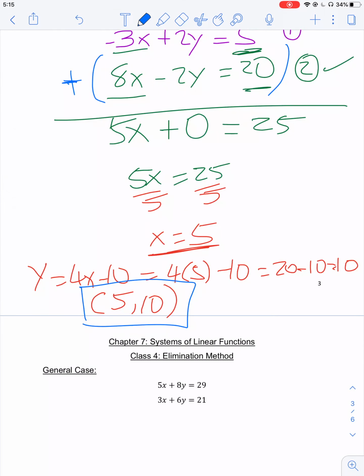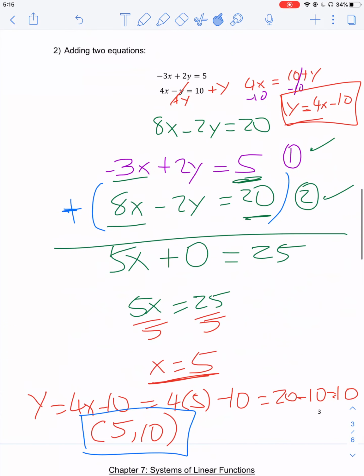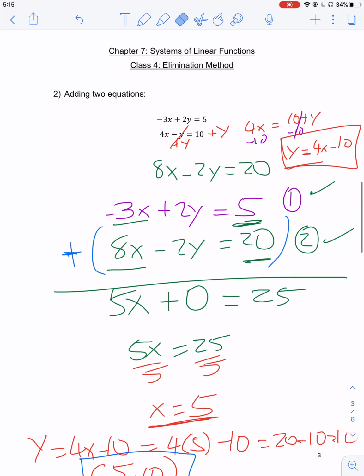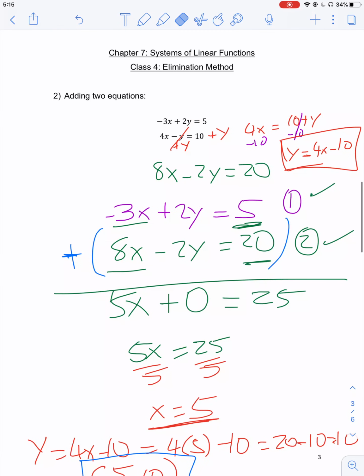And to convince yourself that you're right, what I would recommend is plugging this value into your first equation just to see if you're getting 5. Okay, so let's just quickly do that. So x is 5, y is 10. So minus 3 times x, but x is 5, plus 2 times y, which is 10, is equals to, so minus 3 times 5, that's minus 15, plus 20, that's equals to 5, which is what I have here. Okay, so it checks out, guys.